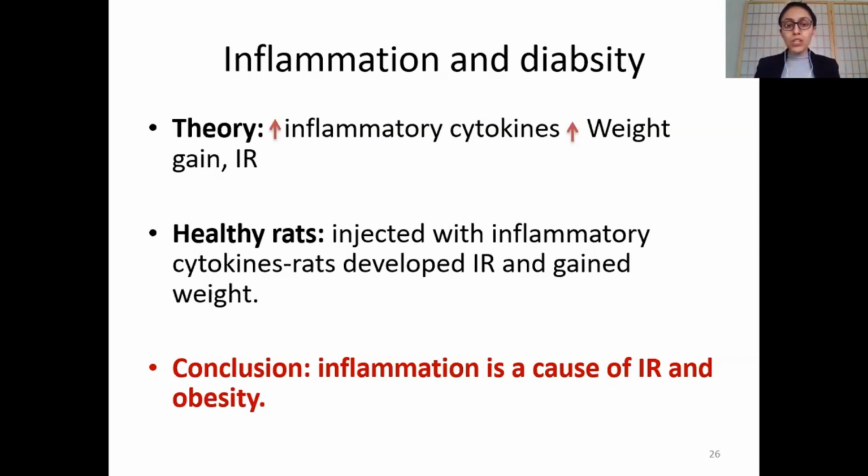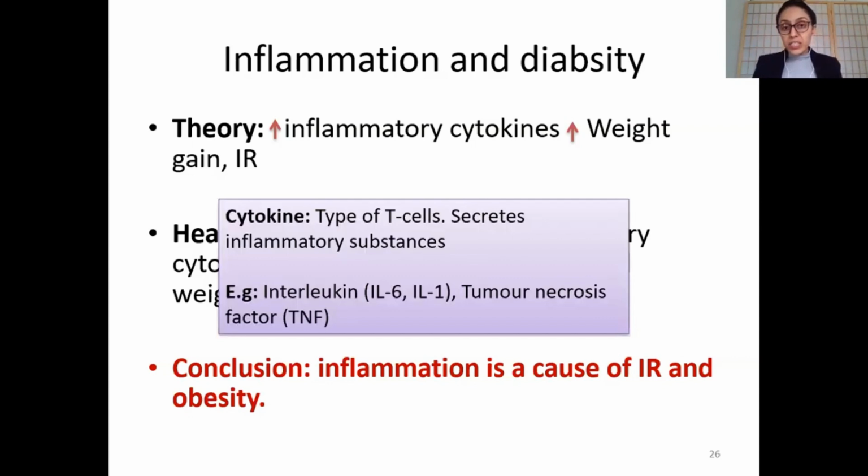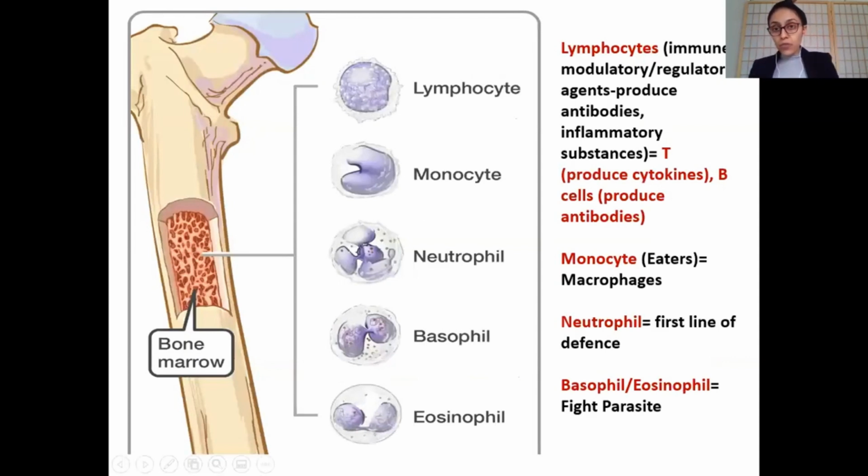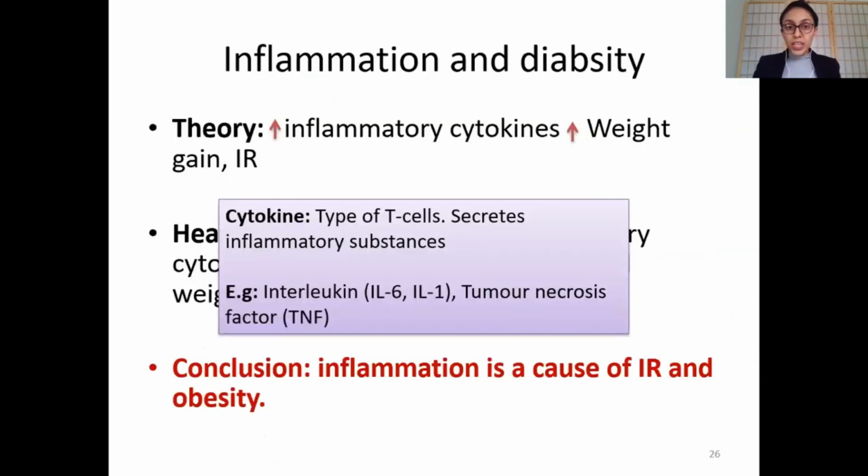So basically over here, the conclusion is that, as I said, some sort of inflammation in the body, chronic inflammation, can result in insulin resistance and obesity. Okay, so guys, this is just an FYI. If you go ahead over here, you have your lymphocytes. Lymphocytes produce T cells, and the two most common inflammatory substances which are produced by T cells, the ones we are going to be focusing on as part of your curriculum, are interleukin 1 and 6, and tumor necrosis factor.